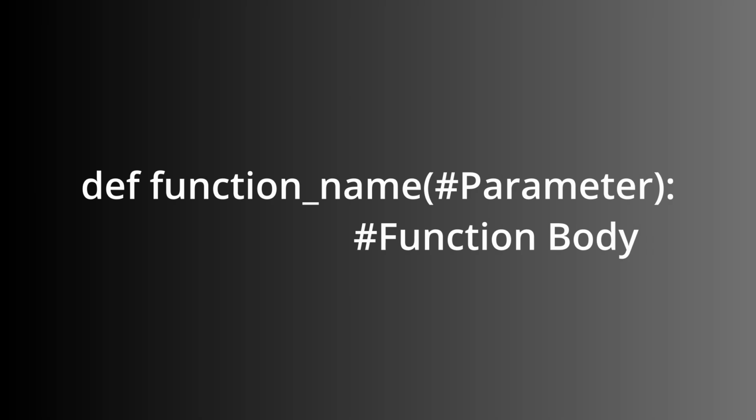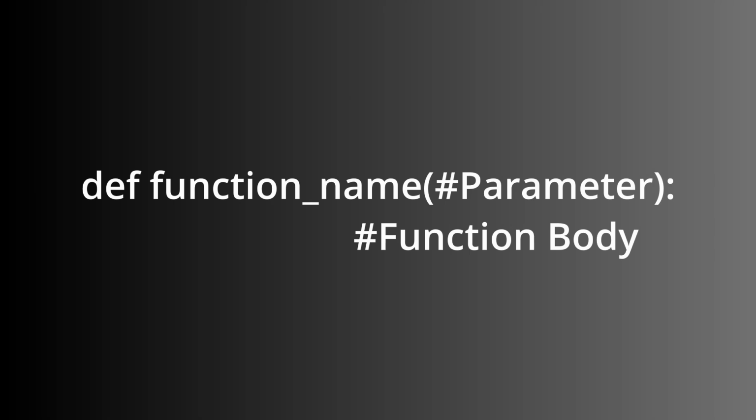To create a function in Python, we use the def keyword, followed by the function name and parentheses. After that, we write the code that will execute when the function is called. The syntax looks like this. You can see on the screen.